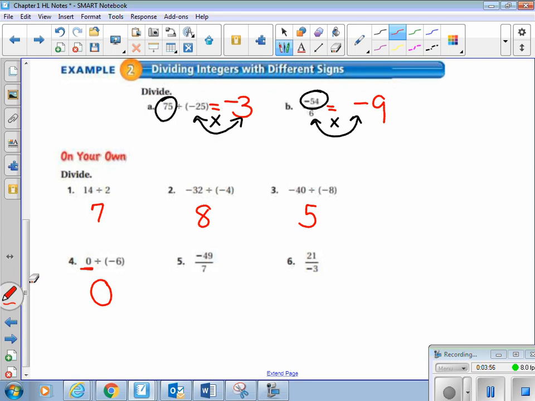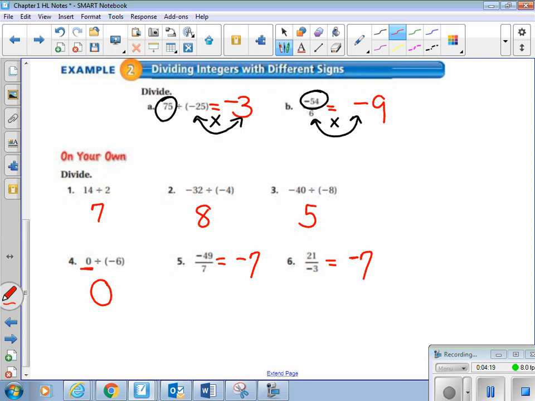Number 5, we're looking at different signs. Negative 49 divided by 7. Signs are different, my answer should be negative. So 49 divided by 7, we've got negative 7. And in number 6, again, your signs are different. 21 divided by a negative 3. My answer should be negative. 21 divided by 3 is 7. Therefore, my answer is negative 7.